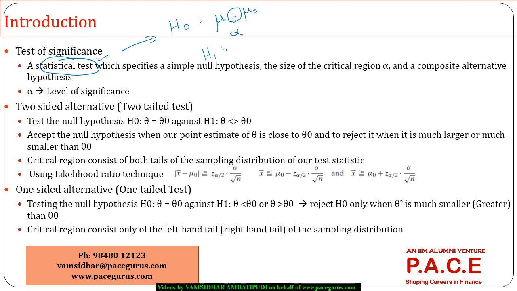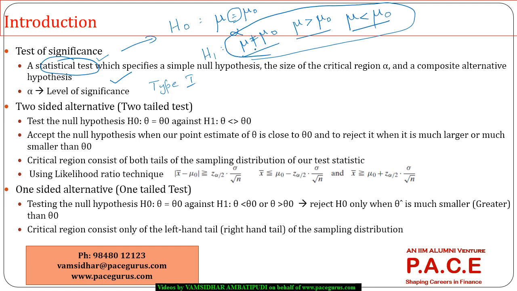In general, the alternate hypothesis will be a composite alternate hypothesis itself. Either I'll say mu not equal to mu naught, or mu greater than mu naught, or mu less than mu naught. So the alternate hypothesis is generally composite, whereas the null hypothesis in most cases is a simple hypothesis where we are setting it as the equality rule. And we know that the size of the critical region is nothing but the level of significance, or the probability of type 1 error. Now there are three different kinds of alternatives: either mu is not equal to mu naught, mu is greater than mu naught, or mu is less than mu naught. If you look at mu greater than mu naught, it's only one-sided.